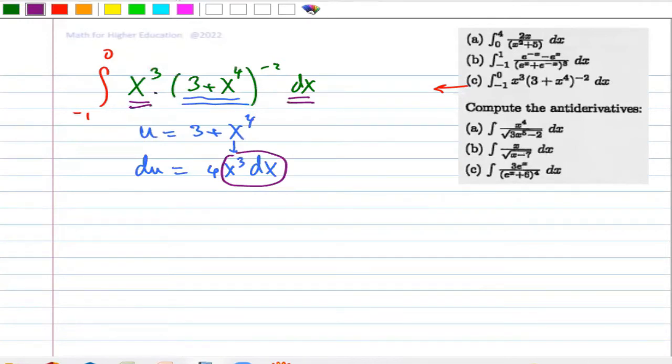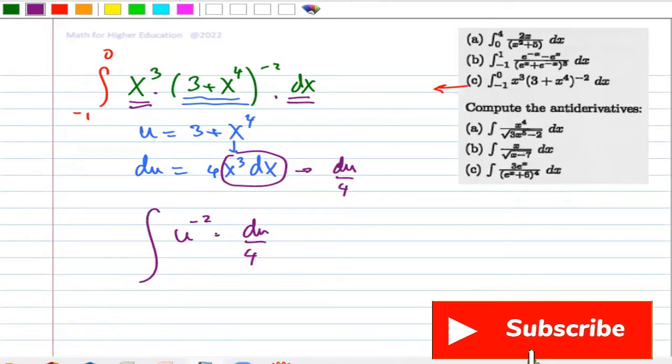So both of those would be how much? It would be du over 4, because you want to isolate those in the circle. So you write du over 4. That in the bracket is u to the power minus 2. So that is your integral, the one that you integrate.